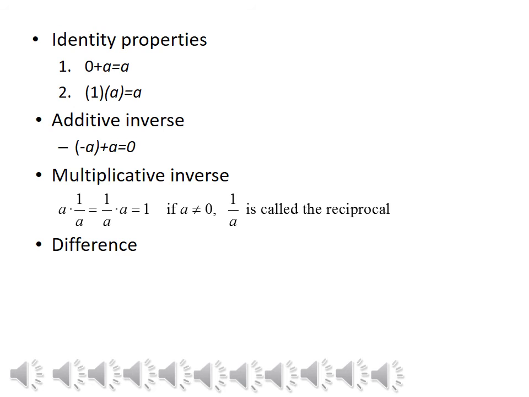Next, we have the difference of two numbers, which can be rewritten using addition as follows. A minus b is the same thing as a plus a negative b. Similarly, for a quotient, we can rewrite the quotient a divided by b as a times 1 over b, again assuming that b is not equal to 0.